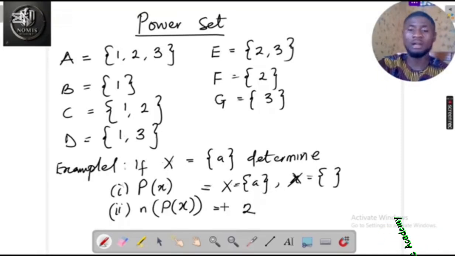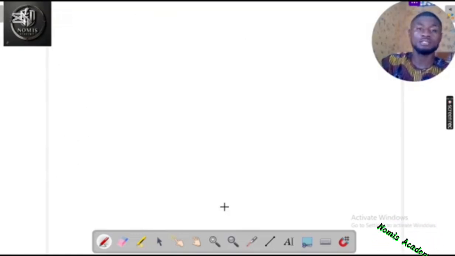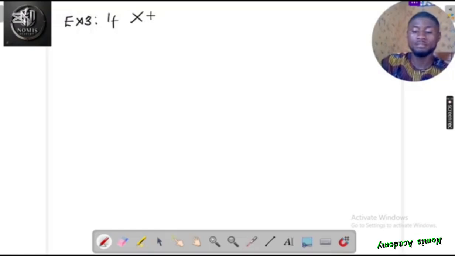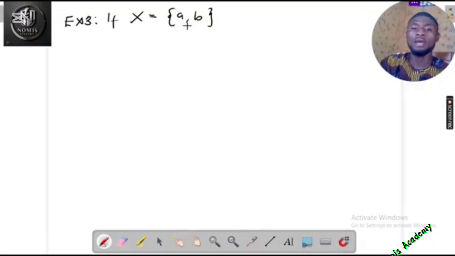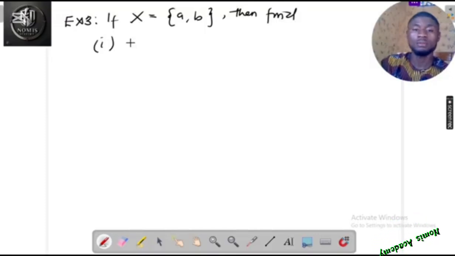So let's take a deeper example to arrive at something deeper in power of sets. Let's take the third example here. Example number 3. Let's say X is equal to {A, B}. Now we just have two elements in this set. The question is asking that we should find Roman figure 1, that is the power of X.